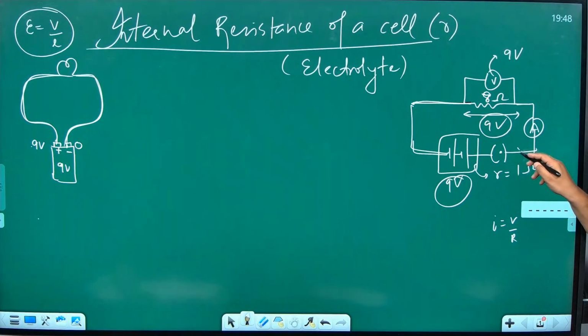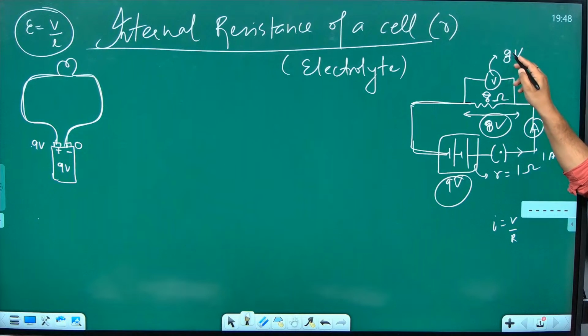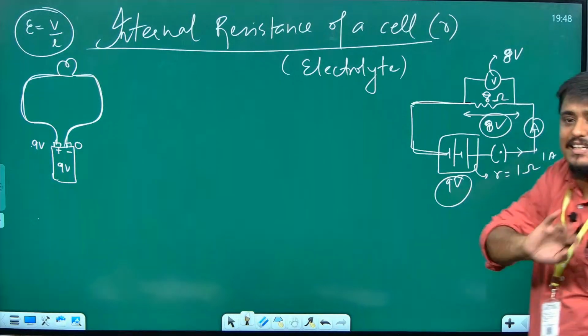So, if 1 ampere current starts from here, how much will drop here? Only 8 volt will drop here. So, it will show how many volts? Only 8 volts. Remaining 1 volt, where did it drop? It dropped inside the cell itself.